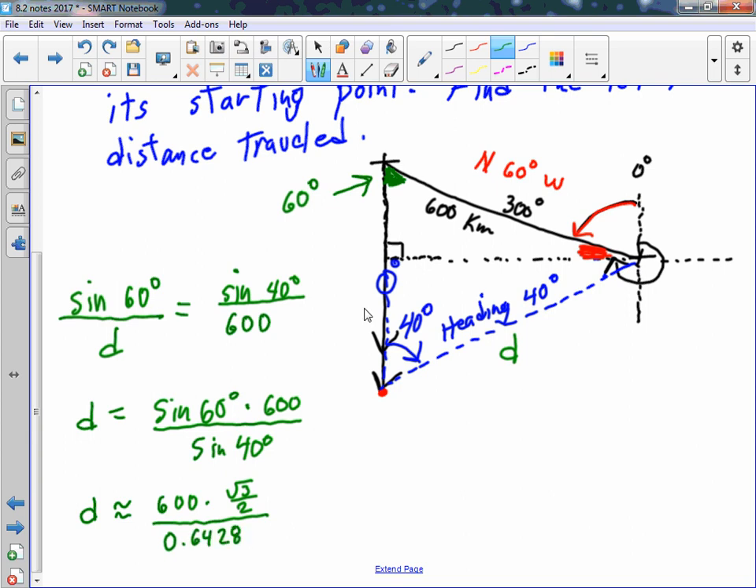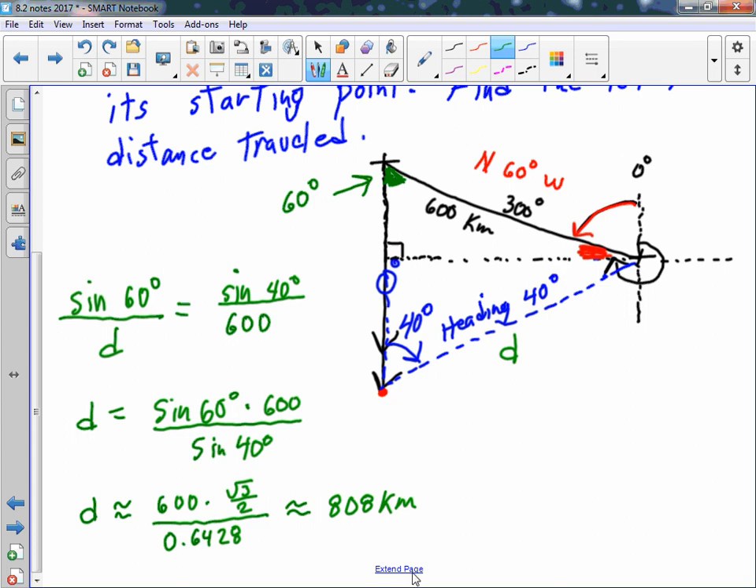I could be wrong. Notice we're in degree mode in our calculator, and that is approximately 808 kilometers. And that's a reasonable answer. D is going to have to be a bit longer than 600. So that makes total sense.